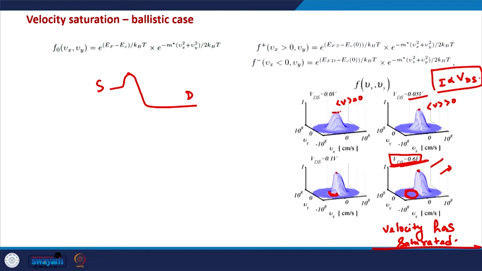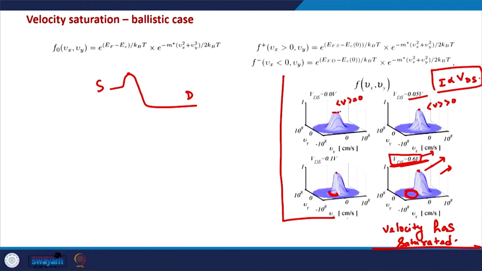this velocity will not increase further, because the net velocity is the difference in velocities of the positive directed electrons and the negatively directed electrons. So after 0.6 volts of drain voltage, the velocity increase will be 0, because there are no more negative velocity electrons, and this velocity has saturated. This actually accounts for the velocity saturation in the ballistic MOSFETs, which is quite different from the velocity saturation in long MOSFETs, because there the velocity saturates because of the collisions in the channel. Here it is entirely different.